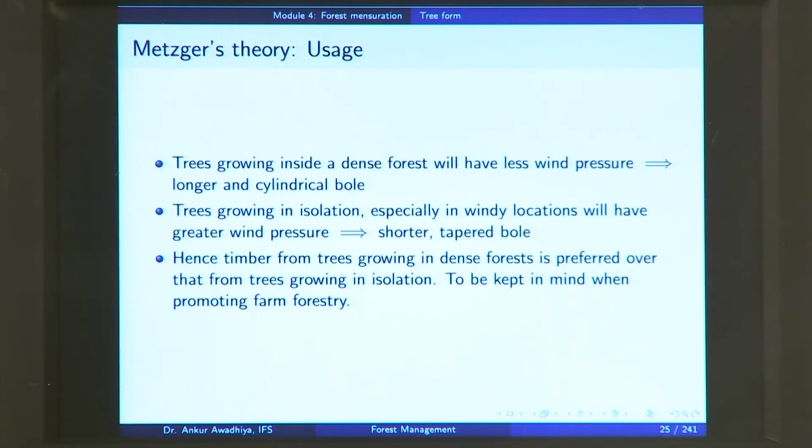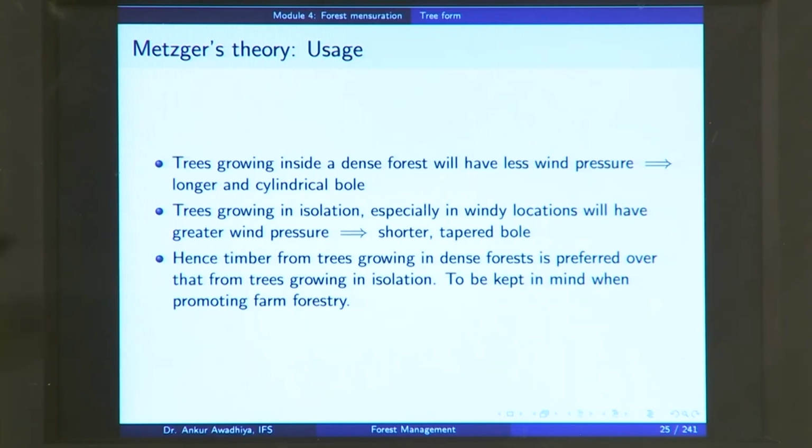Whereas, if you consider a tree that is growing in isolation, especially in windy locations, they will have greater amount of wind pressure, and so there will be a short and tapered bole, because in this case the amount of bending stress that you will have in the case of a cylindrical bole will be very different, and so to equalize the bending stresses, the tree will put up more materials in the bottom and less materials at the top. At the same time, these trees will be shorter in height, because there is a limit to which your tree will be able to deposit the materials, and because the wind force is less. So, it makes much more sense to have a shorter height of your cantilever beam.